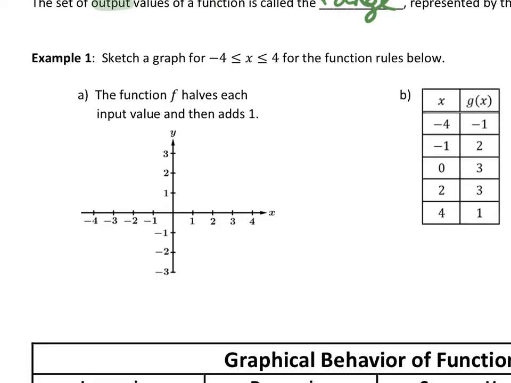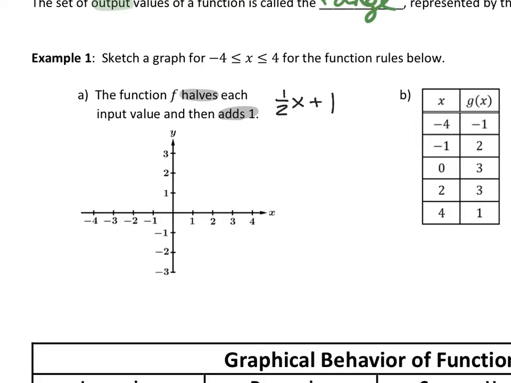So for example, in example 1, it says sketch a graph for just between -4 and 4. So we're not going off screen here. It's just saying from -4 to 4 on the x-axis, please do the following. And it says the function f halves each input value and then adds 1. If I were to write this as an equation instead of words, I would say take half of the input value, 1/2 x, and then add 1. Typically that's y equals, which creates a line, but that's all that the rule gave us: the function f of x halves each input value and then adds 1.